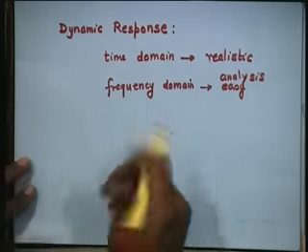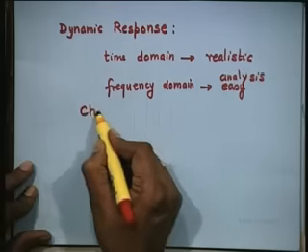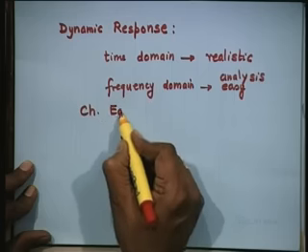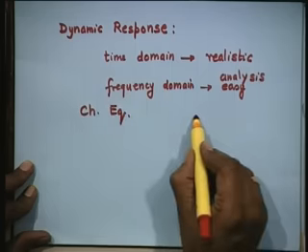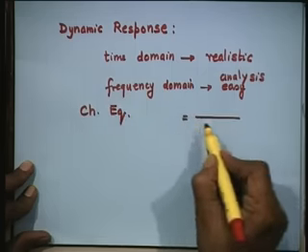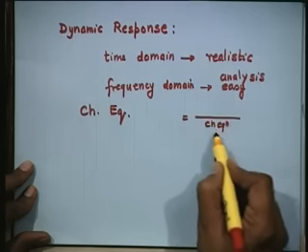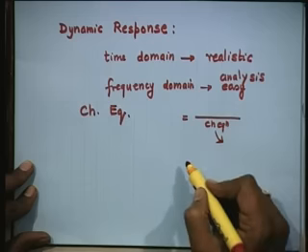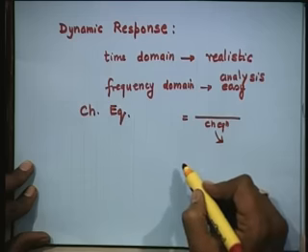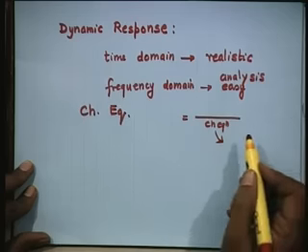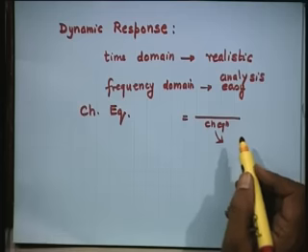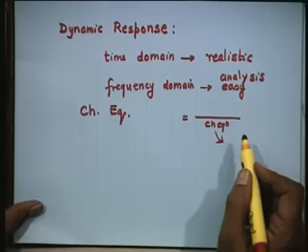Now, what is the characteristic equation? All of you must have studied control systems. The characteristic equation is the denominator of a transfer function. So, this characteristic equation, if you further analyze, you get the roots. There may be poles or zeros, and depending on that you can say whether the system is stable or not.